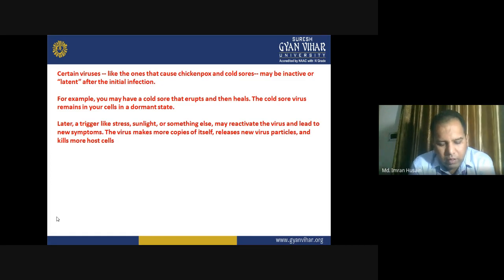A virus is always making new copies of itself and trying to kill more and more host cells in the process, because it wants to increase its number significantly. And it always lacks the molecular machinery that a living cell has in order to manufacture protein.